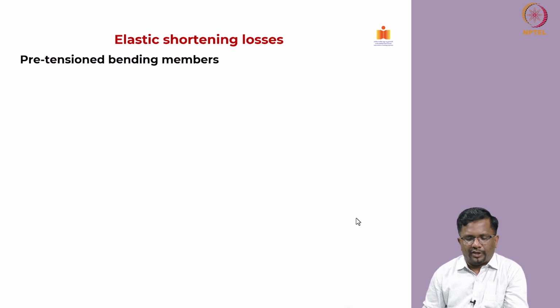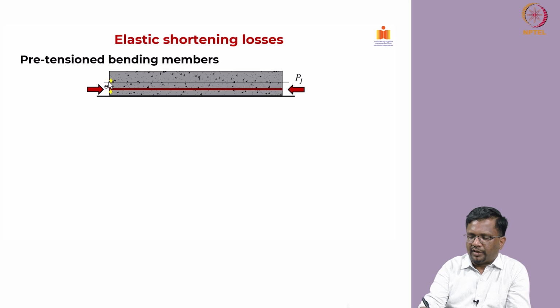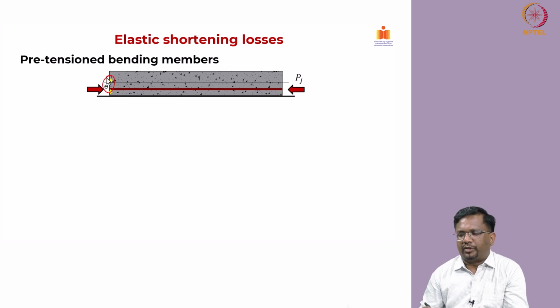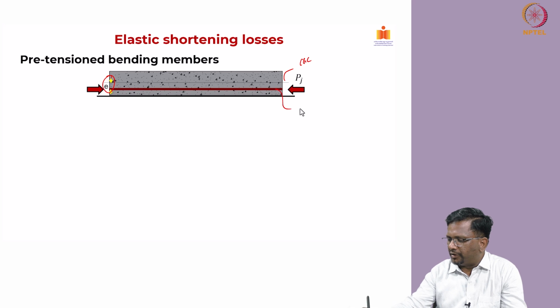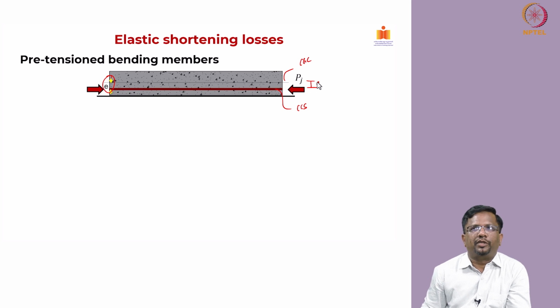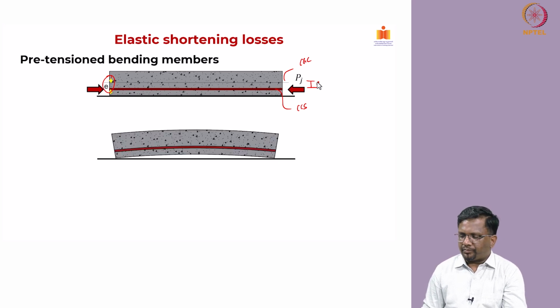Now, in a pre-tension member, the cable will be at an eccentricity, and you can see here this is the eccentricity of the cable, because this is your CGC and this is your CGS. The difference between them is nothing but the eccentricity of the cable. That is what we have marked in this schematic.